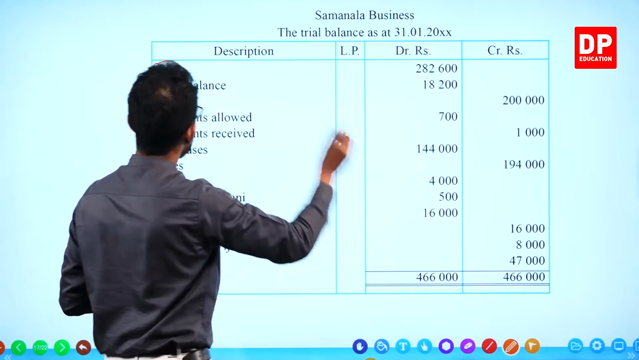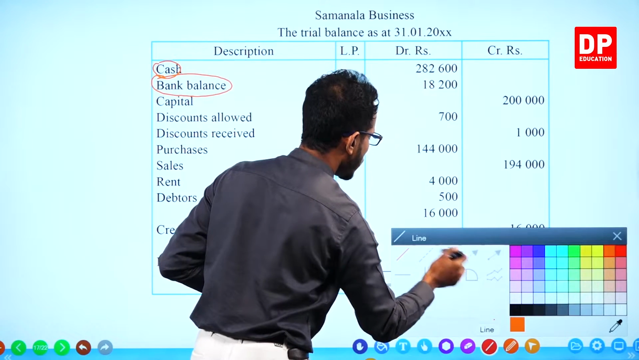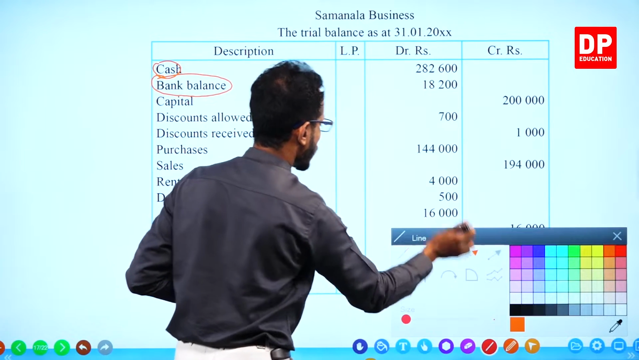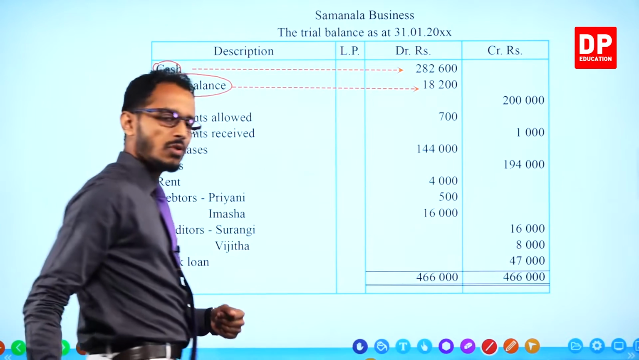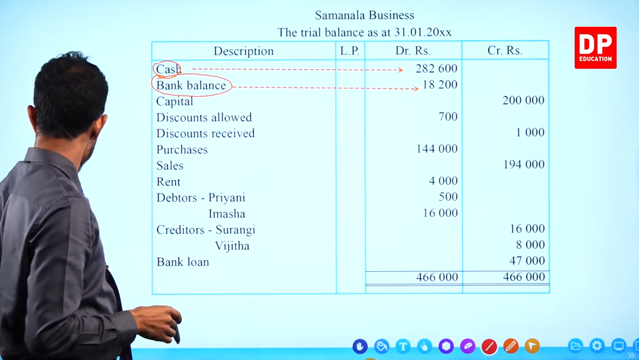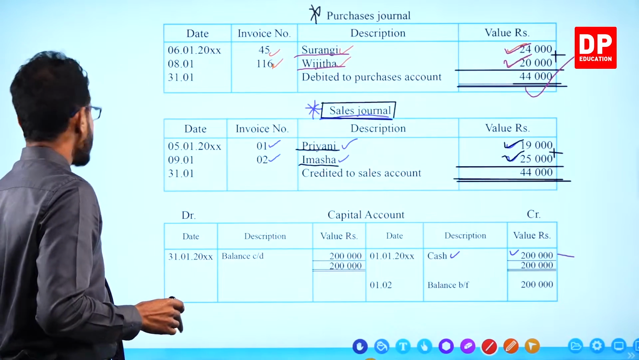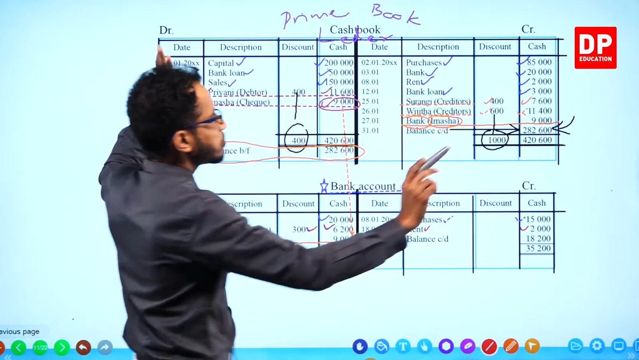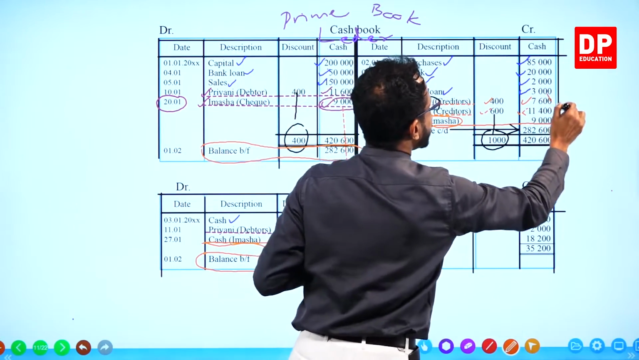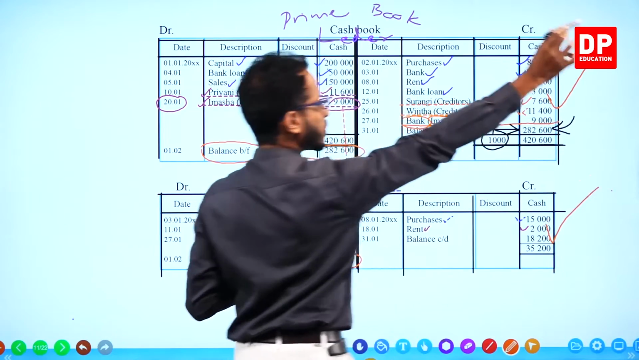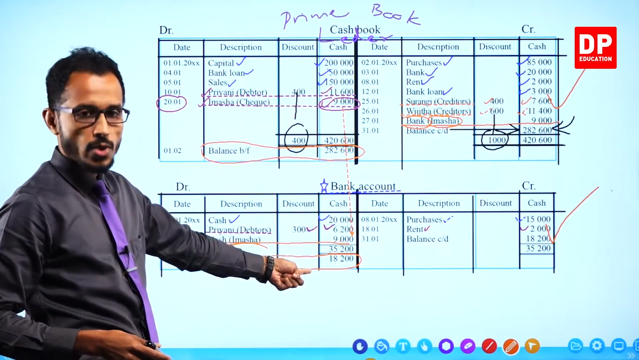Cash, bank, both in the debit side, 282,600 and 18,200, debit side. Next, what do we have? We are done with the cash book. So, a big tick to both, because we took the balances to the trial balance.